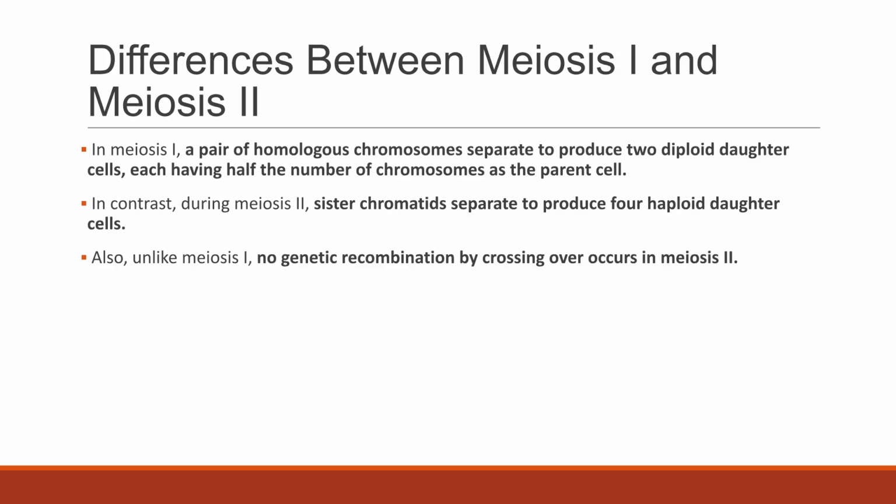In meiosis I, homologous chromosomes separate, resulting in 2 diploid daughter cells. In meiosis II, sister chromatids separate, resulting in 4 haploid daughter cells. Unlike meiosis I, no genetic recombination or crossing over occurs in meiosis II.